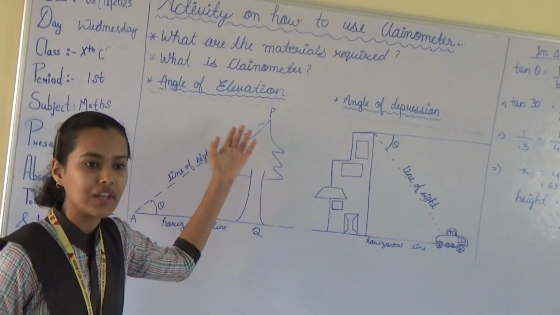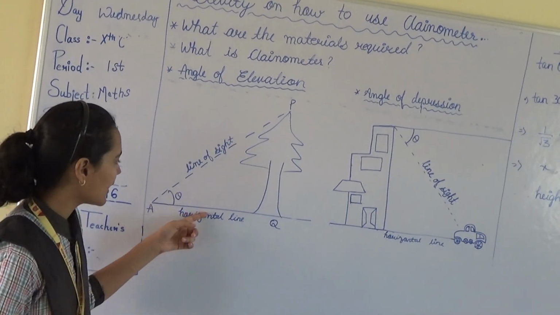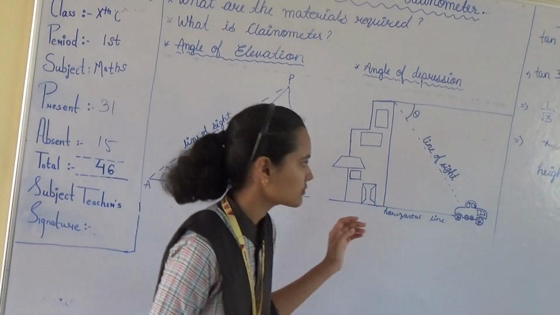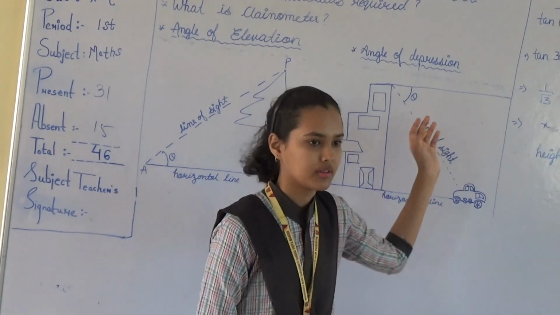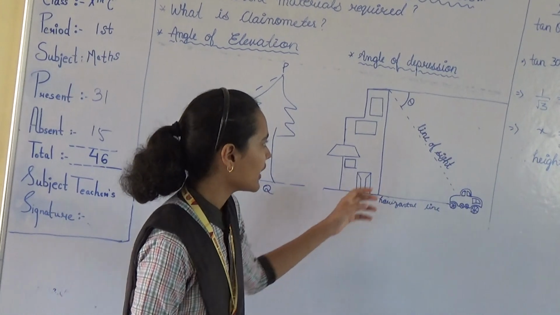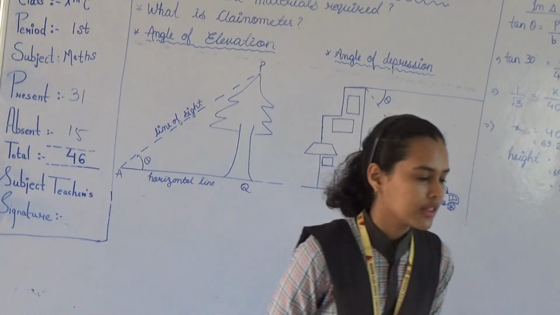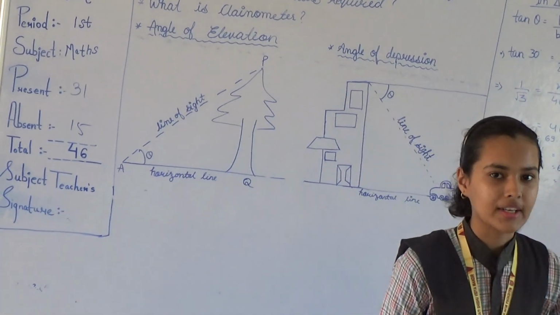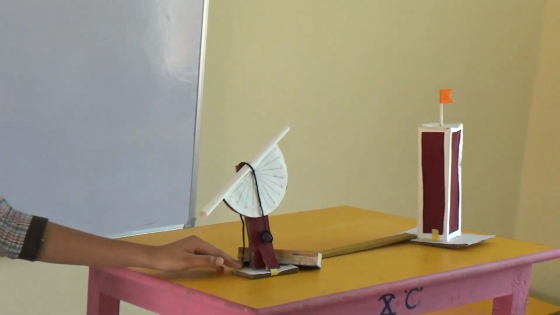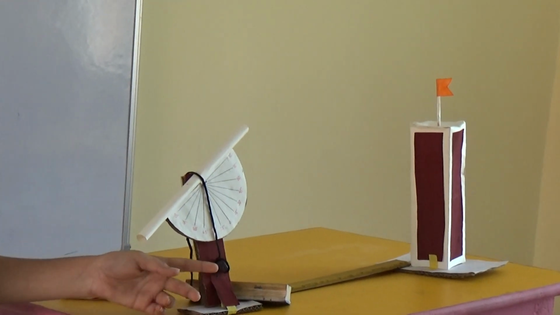So, what is angle of elevation? The angle of elevation is the angle between the horizontal line and the line of sight of any object above the horizontal line. Now, what is angle of depression? The angle of depression is the angle between line of sight and horizontal line, and the angle will be below the horizontal line. Now, the materials required to perform this activity are a semicircle, a rectangular piece of cardboard, a building, a thread and a small bit.